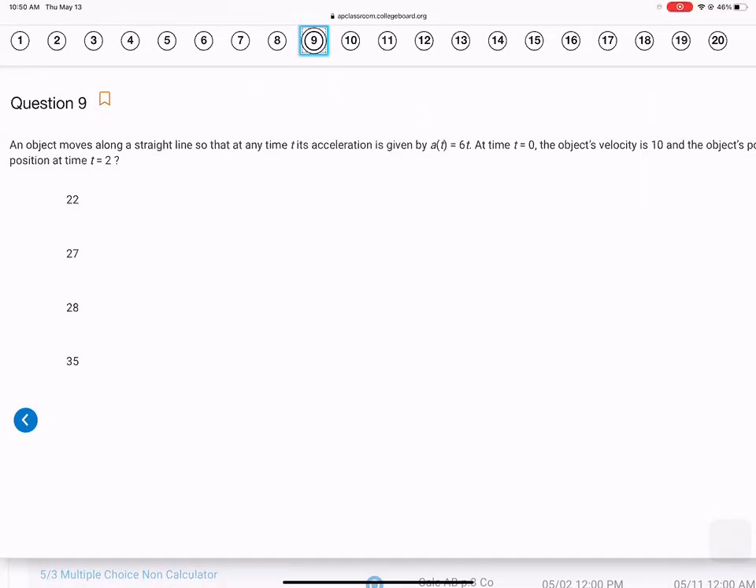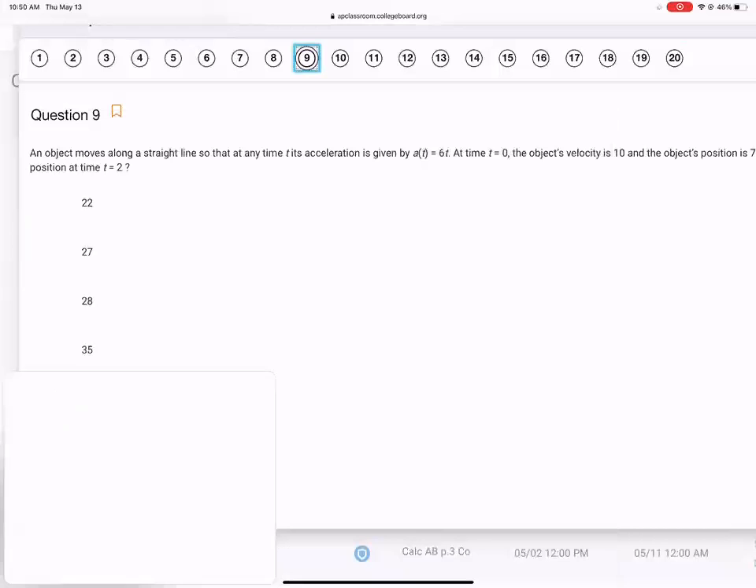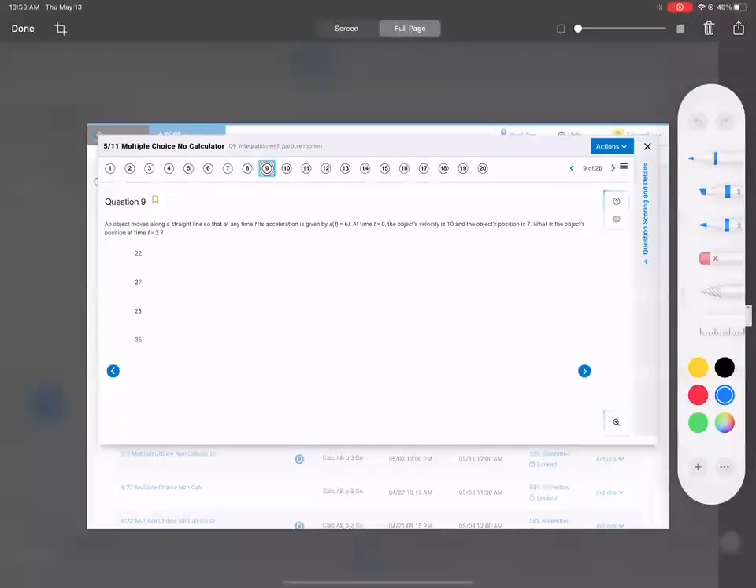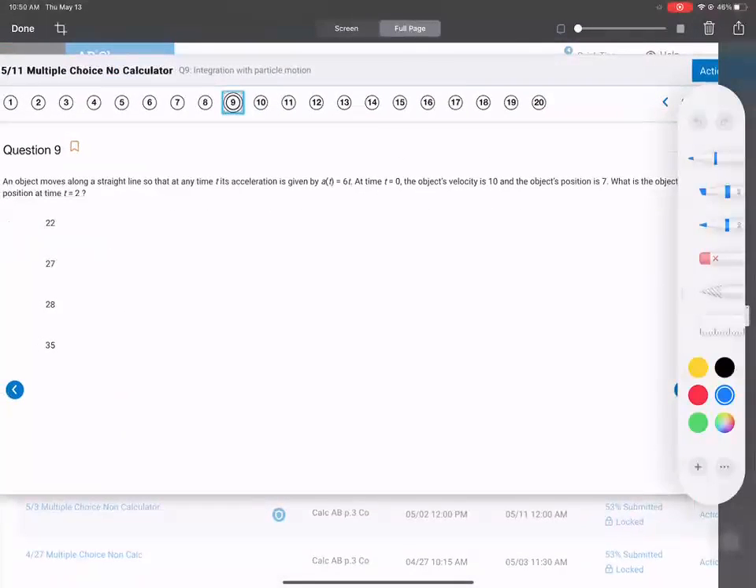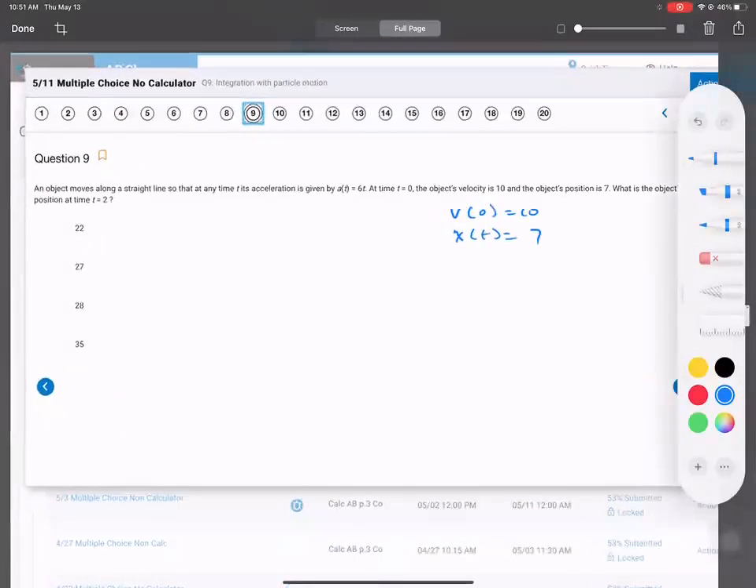Okay, let's see if this is a hard problem or a trick problem. An object moves along a straight line so that at any time t, its acceleration is given by this function, 6t. At t equal to 0, the object's velocity is 10, and the position, let's call it x of t, is 7. What is the object's position at t equal to 2?